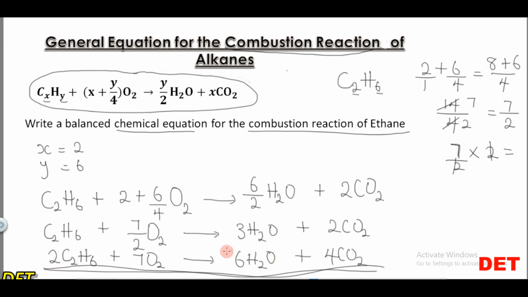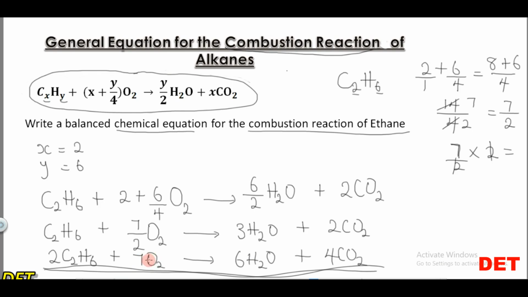In this equation, 2 times 2 gives you 4, so you have 4 carbon here and 4 carbon here. That's balanced. Then hydrogen: 2 times 6 gives us 12, so you have 12 hydrogen here, and 6 times 2 gives 12 hydrogen here. 12, 12, so that's balanced.